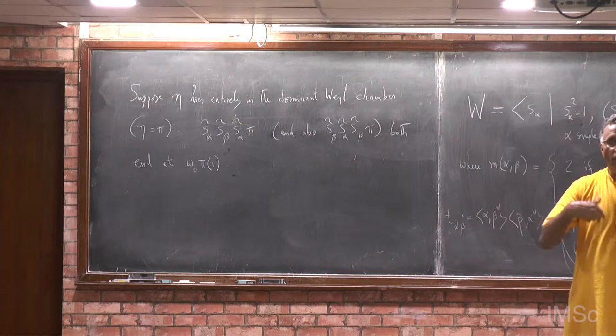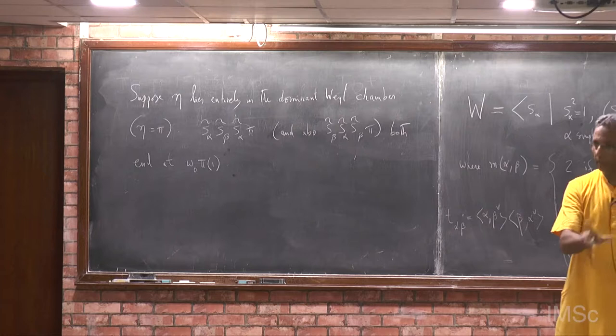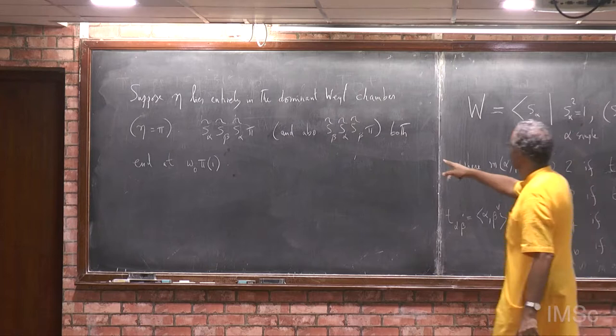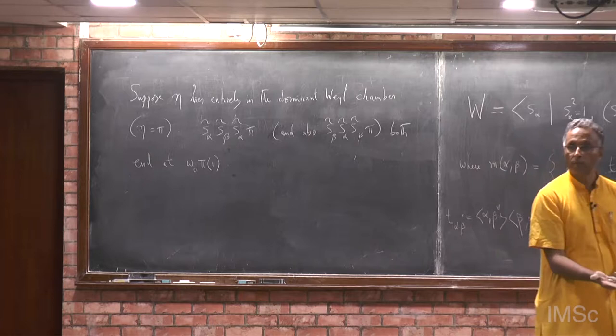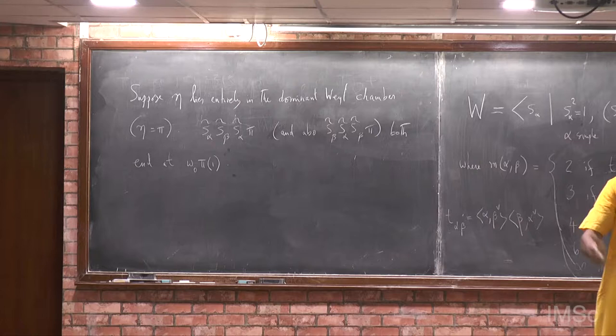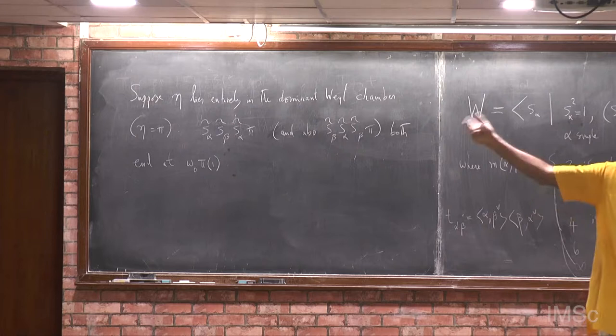This is the reasoning I was trying to give last time, which I'll repeat. To see that there is a single path ending at W naught pi 1, I can just take the Lakshmibai Seshadri model, because I know that they are colored graph isomorphic. If there is a single Lakshmibai path ending at W naught pi 1, there is a single path in B pi that ends there.